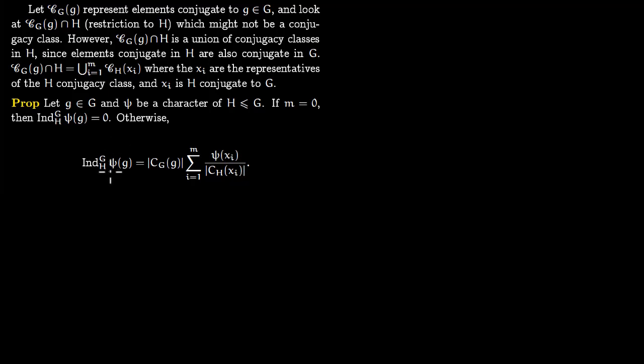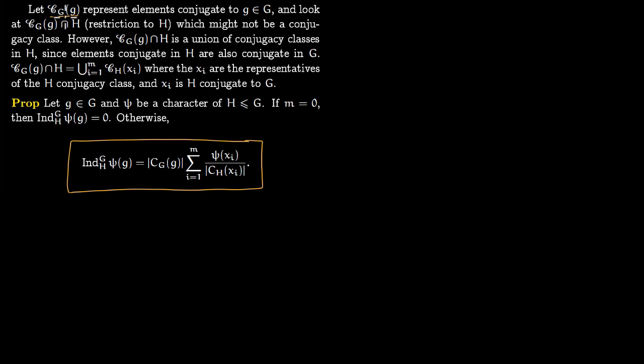So we want to induce characters from H to G, and for that we need a formula to induce the characters. So this is the formula which is most useful for computations. The purpose of this lecture is to actually prove this formula. Here the C_G stands for the centralizer. So let us start by giving some introduction and then going through the proof.